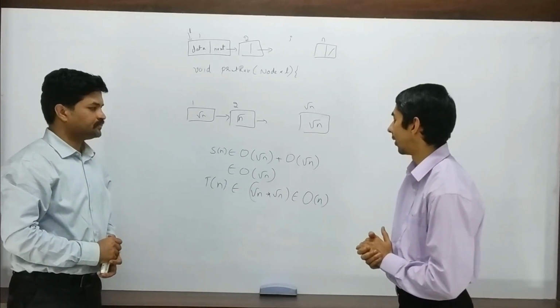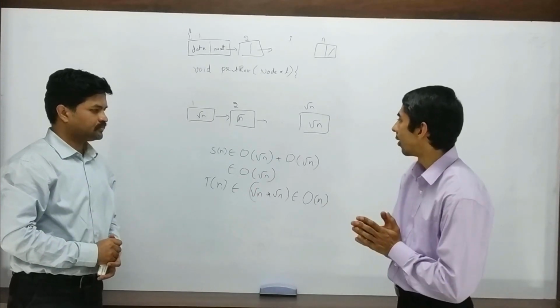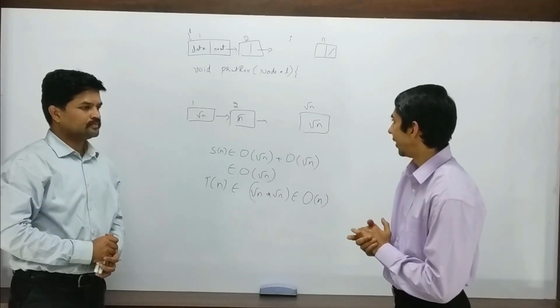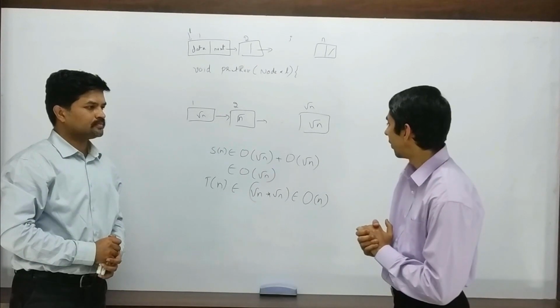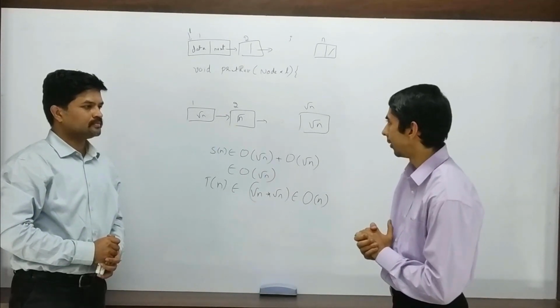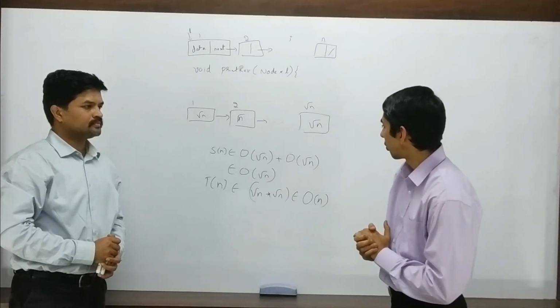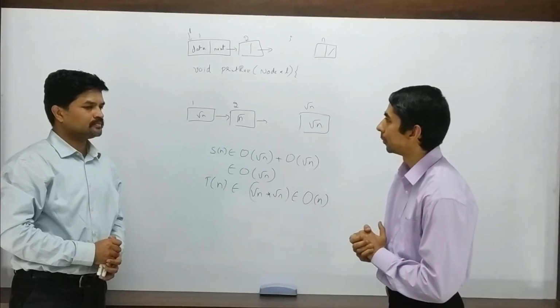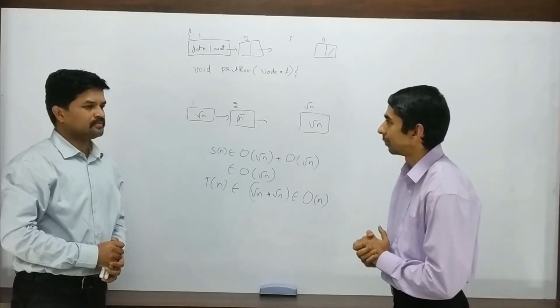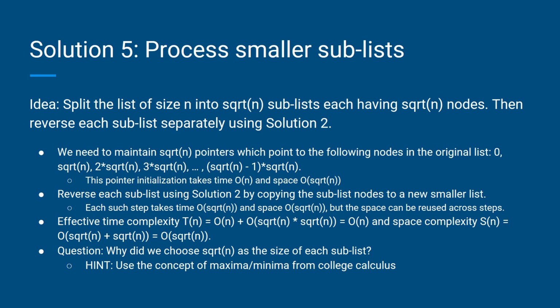More specifically, what I want you to come up with is an algorithm that takes time proportional to n log n and space proportional to log n. Here is the discussed solution with splitting the list into square root of n sublists. You can pause the video to take a detailed look into the solution.